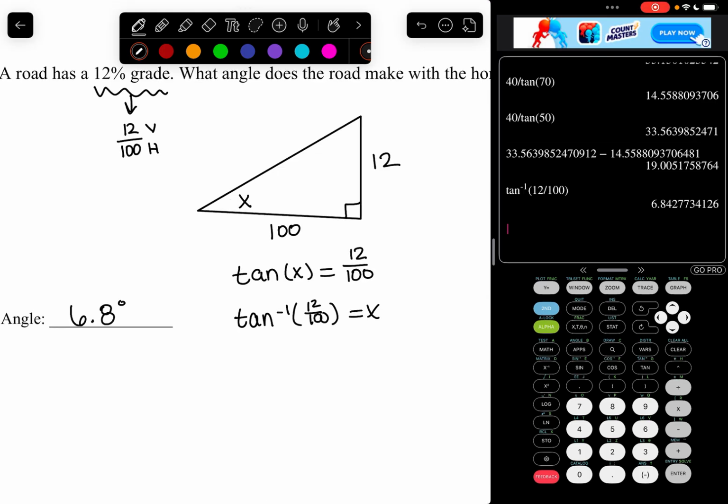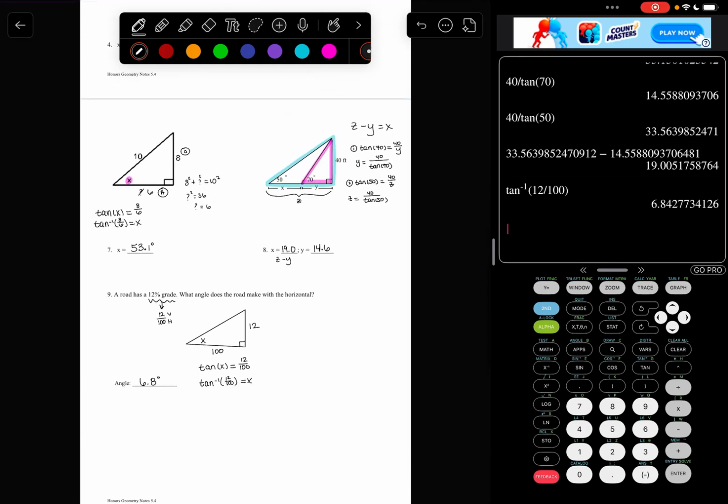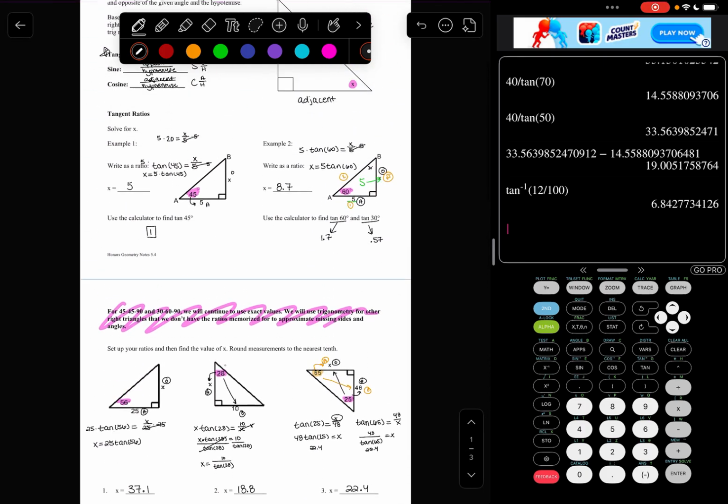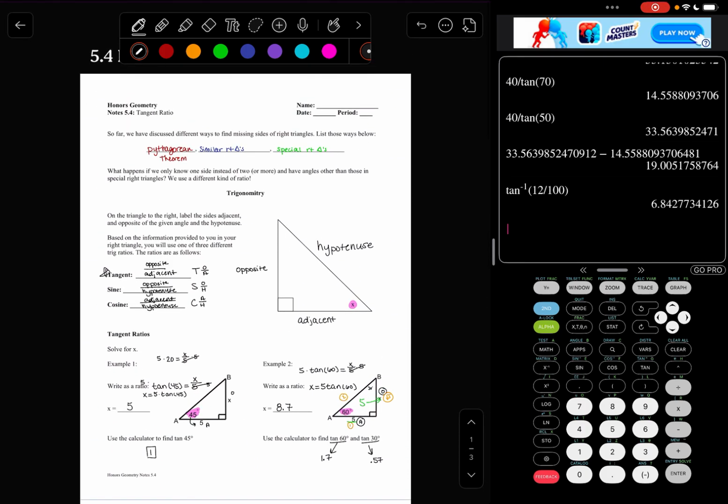It's very small, okay? And that, my friends, is how we use tangent ratio to find missing sides of triangles that have angles other than 30-60-90 and 45-45-90. Remember, if you ever see a triangle with a 30-60-90 or a 45-45-90, we are using our special right triangle ratios. We are not using trig ratios, okay?